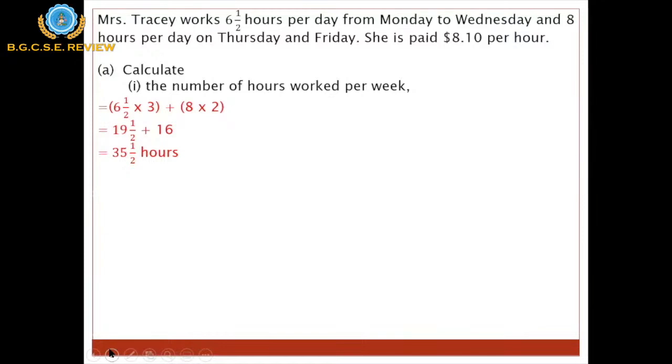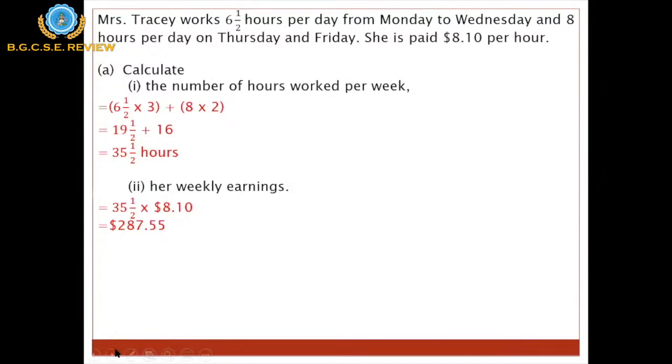I saw some persons put 35.5 hours. That's okay. But with time, let's try to express it as fractions. But if you do the decimal, it's fine. Weekly earnings. So I'm going to take the number of hours she worked, which was 35.5, and multiply it by $8.10. And that tells me that in total, she made for that week $287.55.